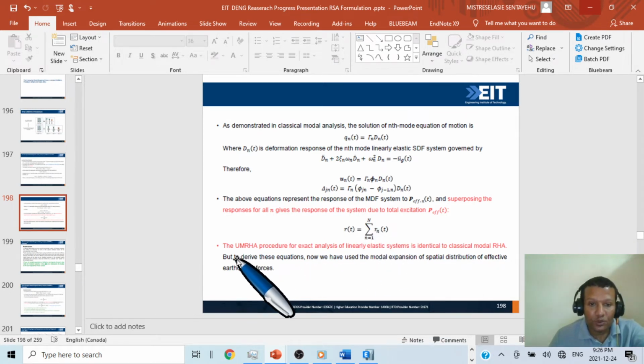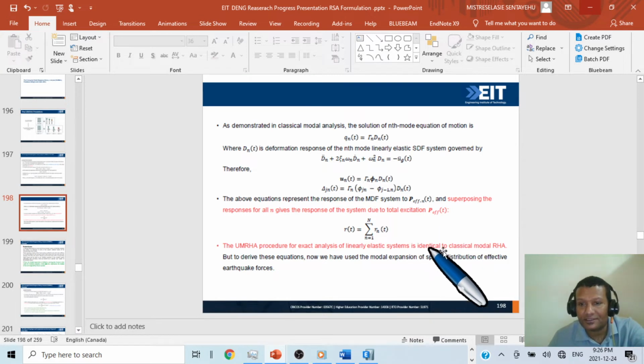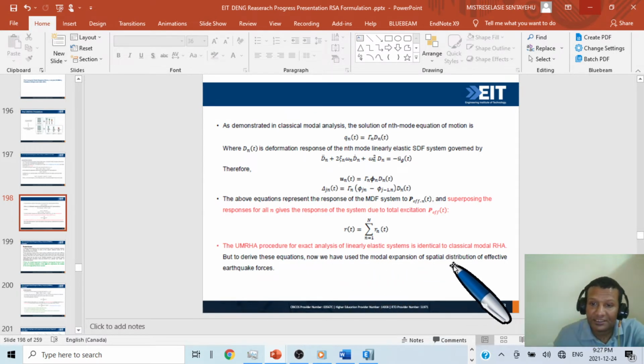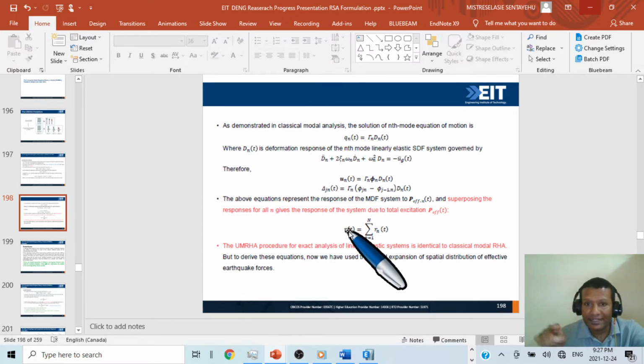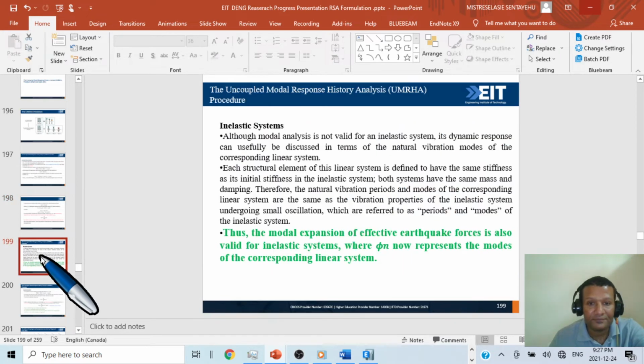So the UMRHA procedure for exact analysis of a linear elastic system is identical to classical modal response history analysis, all the same. But to derive this equation, we have now used the modal expansion of the spatial distribution of the effective earthquake force, S. We use S, but it is all the same. In classical modal analysis it is also the same, but that is the only difference.